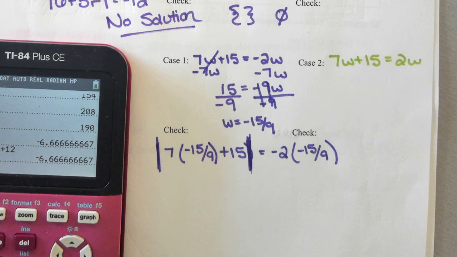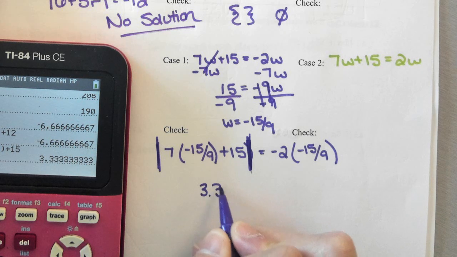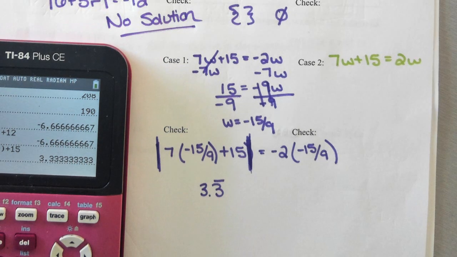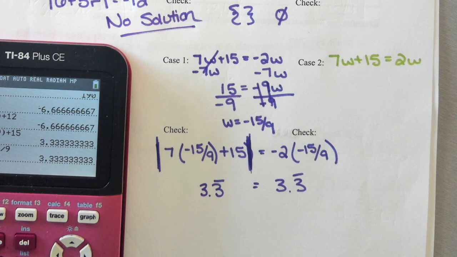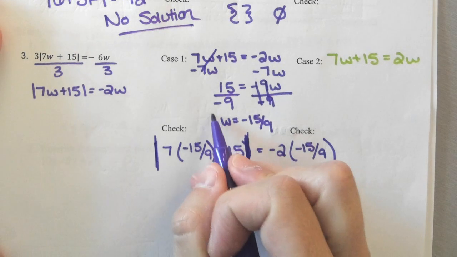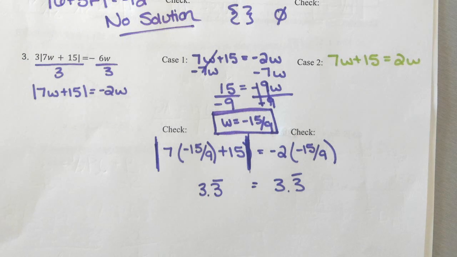On the left, 7 times negative 15 over 9, close it, plus 15. I get 3.3 repeating. When I take the absolute value, what do I get? Just always positive, right? On the right, negative 2 times negative 15 divided by 9. Samesies? Yeah. So that is a solution. It looked concerning, but it actually worked. Good news. Let's try the other one.